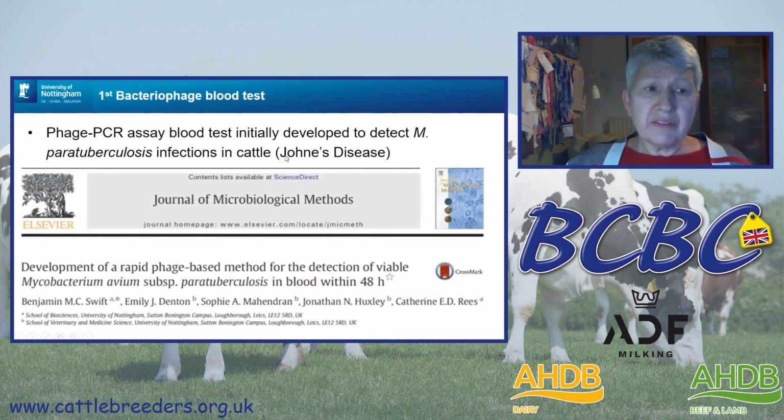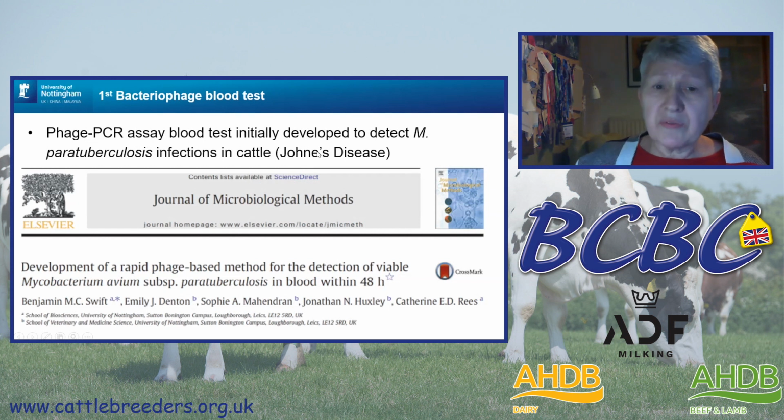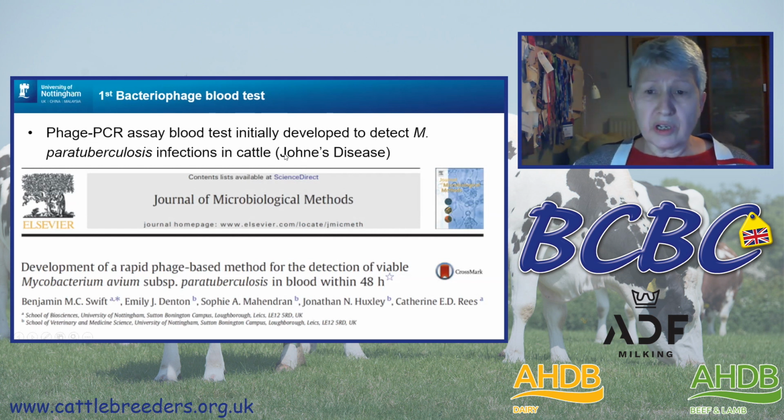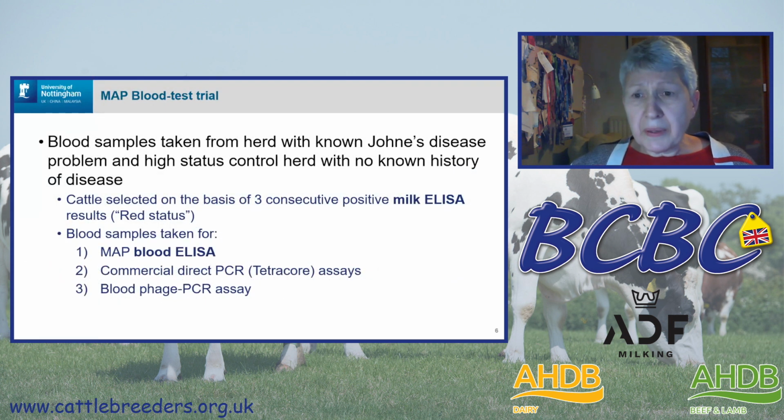So this was our first paper back in 2013 when we published the method. And I'm going to talk first about Johne's disease, because this is where we've done all the original work with this assay. So we developed the method in the lab, and we wanted to show whether or not we could use this to detect Johne's disease in naturally infected animals.